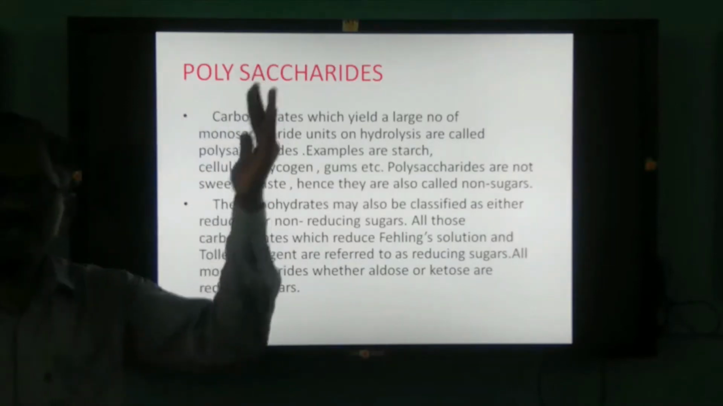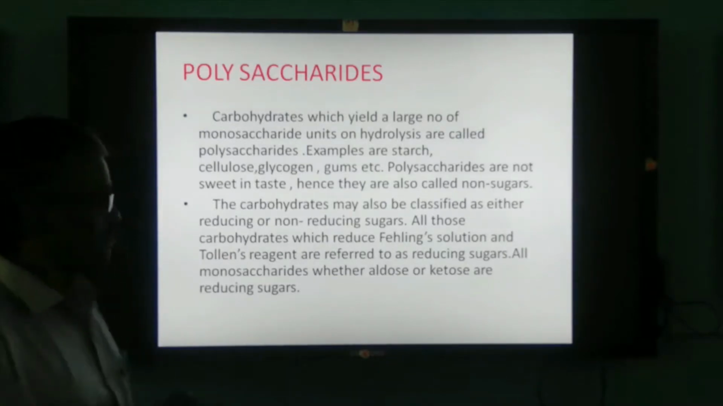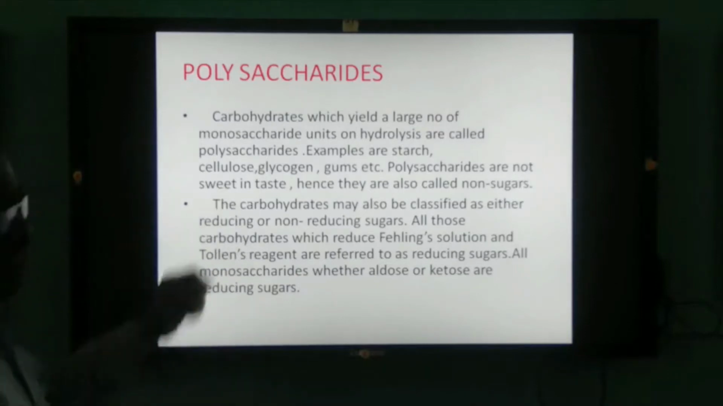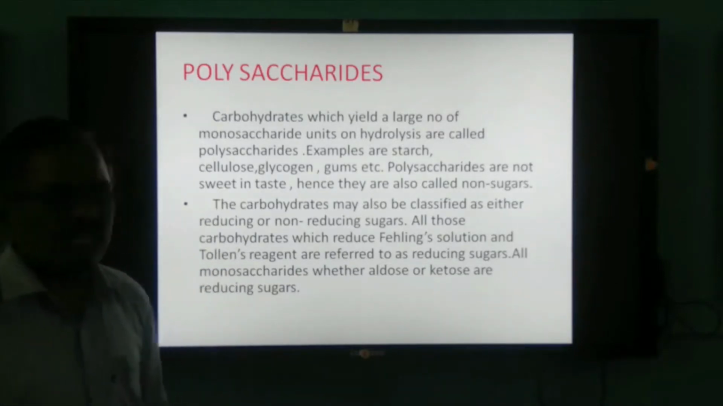Earlier we saw some oligosaccharides, which, if sweet in taste, are called sugars, and if not sweet in taste, are called non-sugars. These polysaccharides are generally not sweet in taste. Therefore they are non-sugars.